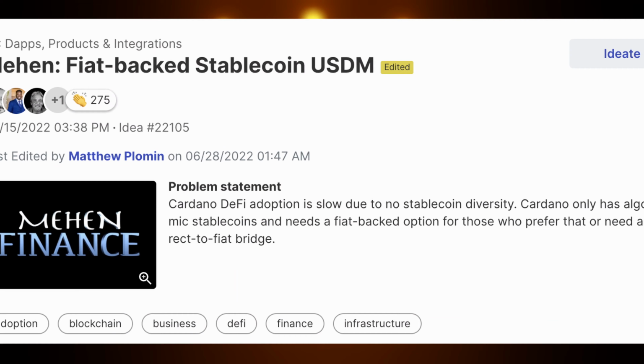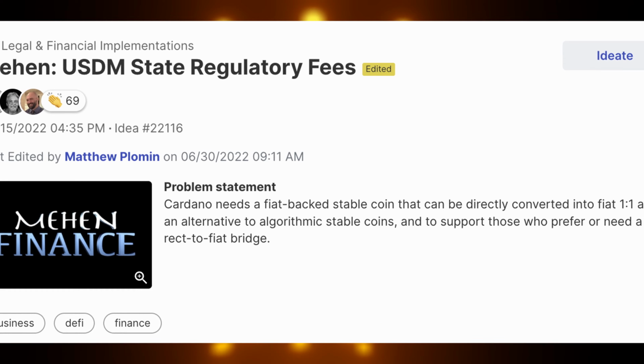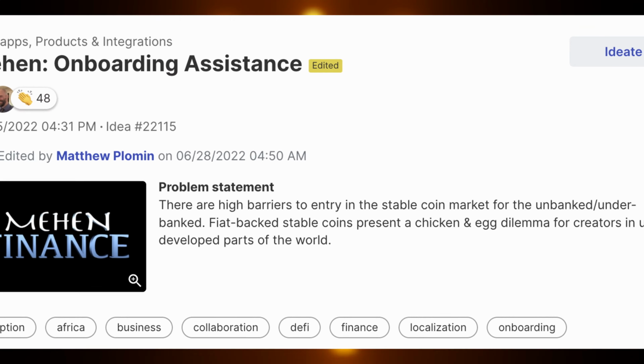So furthermore, the team submitted 3 proposals in Catalyst Fund 9, not having received funding due to being over budget for their fiat-backed stablecoin USDM, and not having reached enough positive votes for the USDM state regulatory fees and the onboarding assistance. LiberLion reached out to the founder, Matthew Plowman, to ask if Mehen has signed or will sign partnerships with Cardano DEXes to be able to trade USDM on the secondary market, as this is important to be able to buy ADA, NFTs, or FTs on chain. And Mr. Plowman answered with this, so check it out.